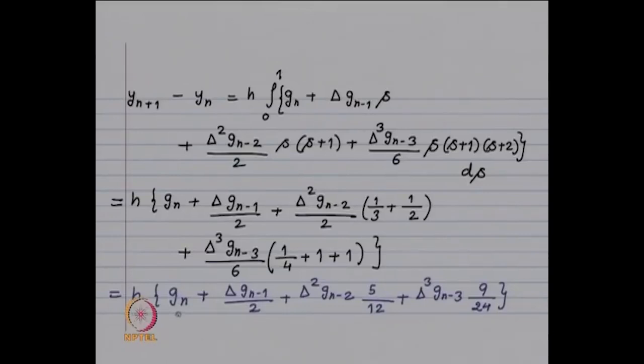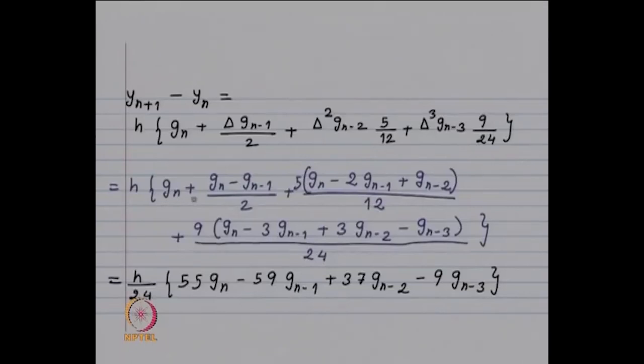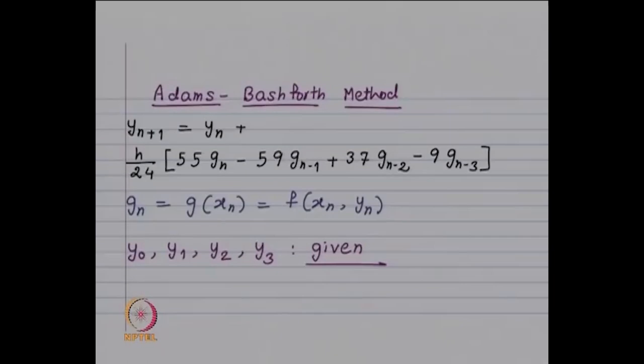g_n is g of x_n, delta g_{n-1} is g_n minus g_{n-1}. Delta square g_{n-2} is g_n minus 2 times g_{n-1} plus g_{n-2}, and a similar expression for delta cube. So, we substitute that and after simplification you get the formula h by 24 times (55 g_n minus 59 g_{n-1} plus 37 g_{n-2} minus 9 g_{n-3}). So, this is the Adams-Bashforth method.